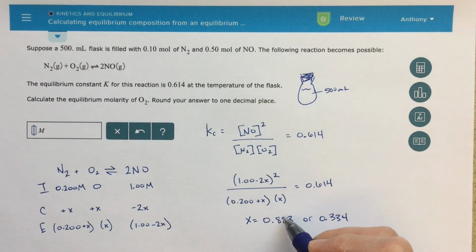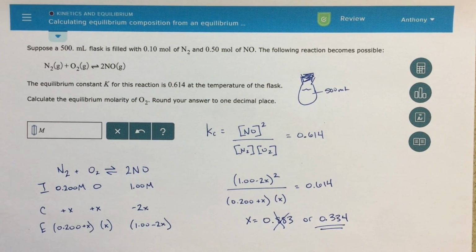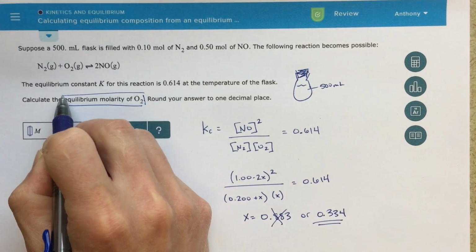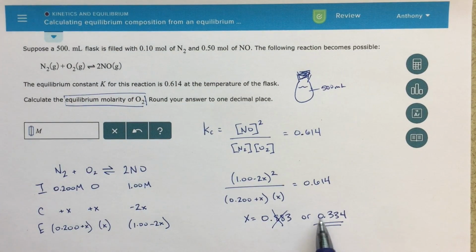So I know right away it cannot be this 0.883, it must be this 0.334. Now, that's actually going to be our final answer in this problem. So what we are actually looking for is the equilibrium molarity of O2. When I solve for x, that x value is actually the equilibrium molarity of O2. Another good reason to use molarities in our ICE table instead of moles: we're getting our answer directly.